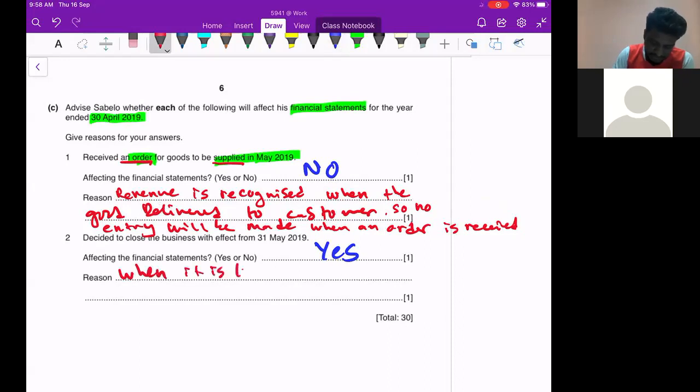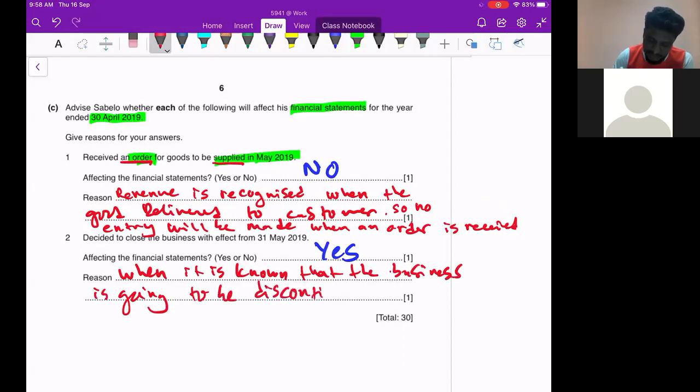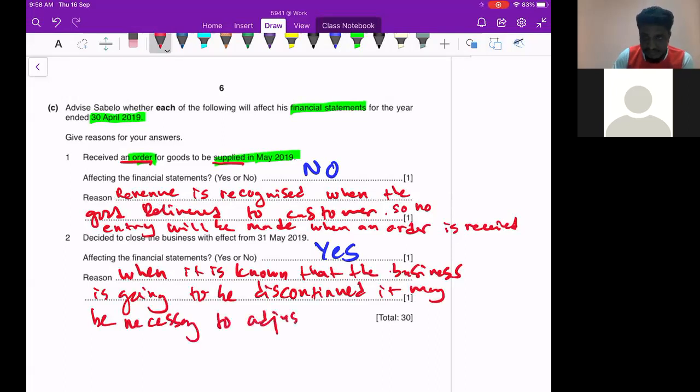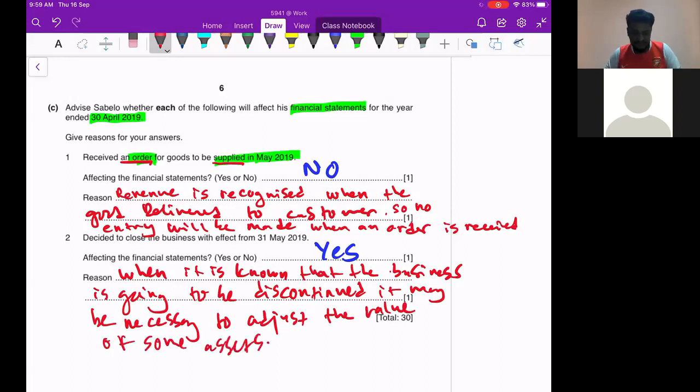When it is known that the business is going to be discontinued, it may be necessary to adjust the value of some assets to their expected sales value. So we will know, we can sell the assets, how much money that we can receive. We can decide that.